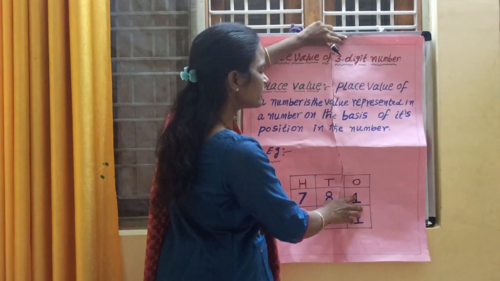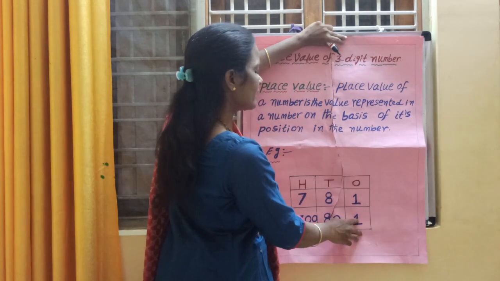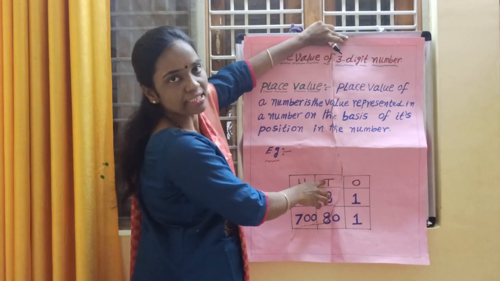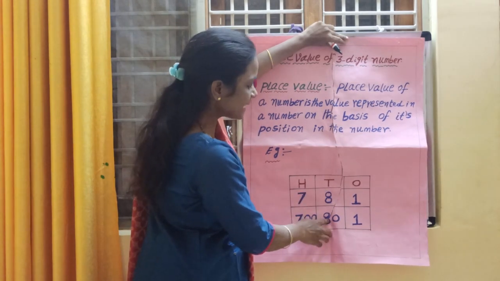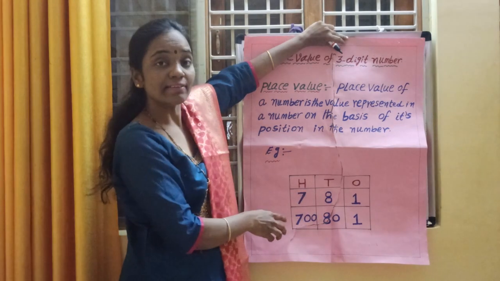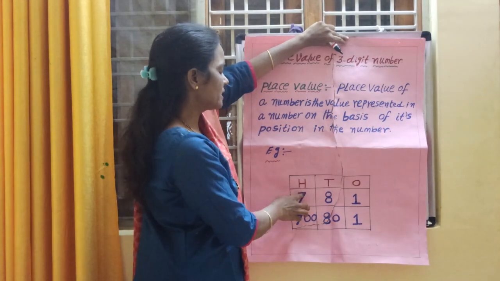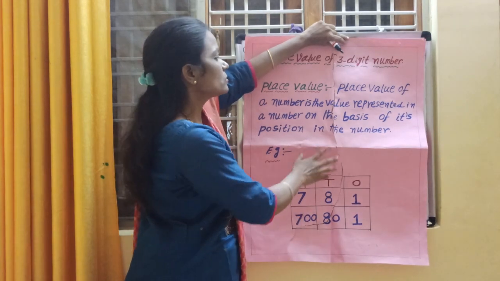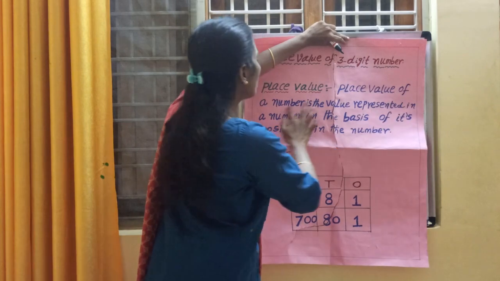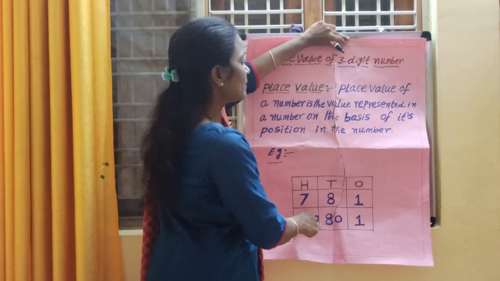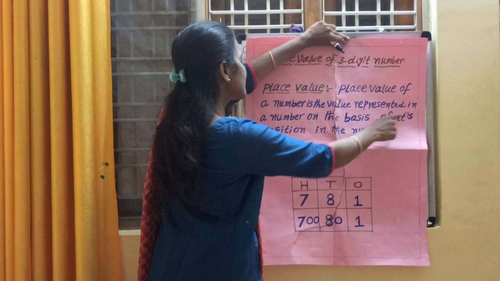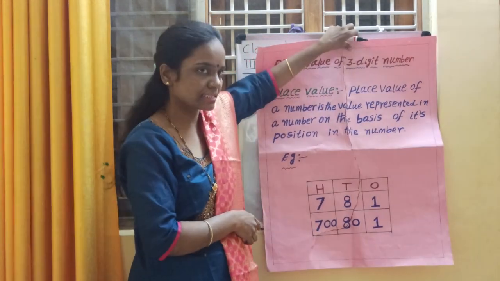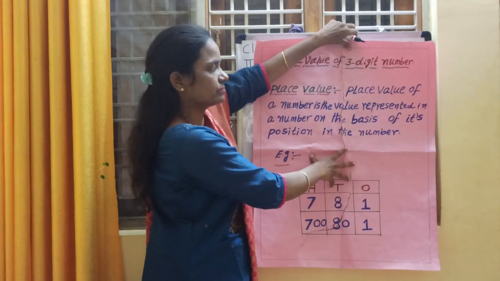So 1's place value is 1 into 1. 1 is the place value of 1. 8 is in 10's position. So 8's place value is 8 10s are 80, the place value of 8. 7 is in 100's position. So 7 into 100, 700 is the place value of 7. So place value of a number is the value represented in a number on the basis of its position in the number. Have you understood, children? Yes. Quickly note down the definition.